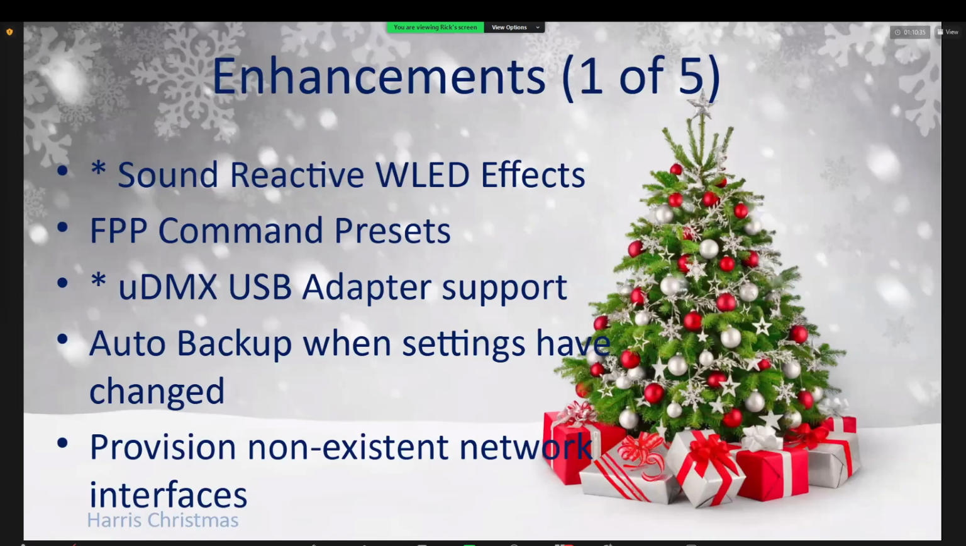FPP command presets. So previously, to run FPP commands triggered from within xLights, like for example, a snow machine that every time somebody says they sing, let it snow, or it's cold outside, or something like that, you could trigger a snow machine to blow snow or bubbles or whatever. So previously, you had to create like a dummy prop in xLights and identify that channel and make sure it doesn't overlap anything in your sequence. And then set that control channel in FPP and then set your command preset. And it worked pretty well.